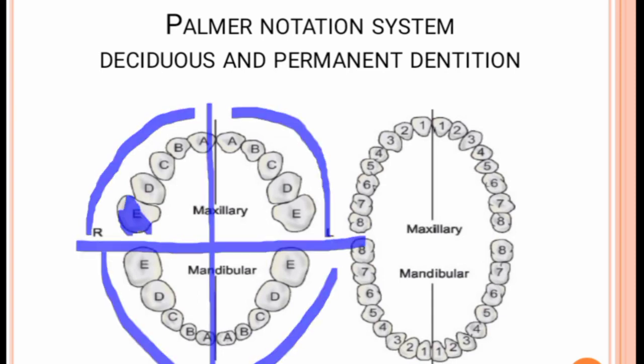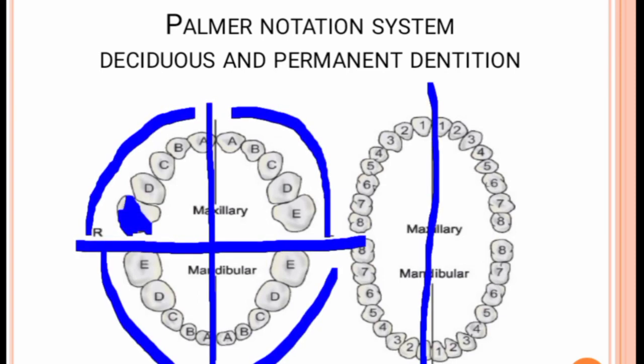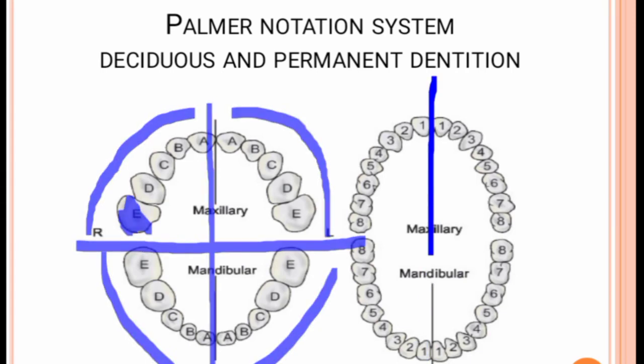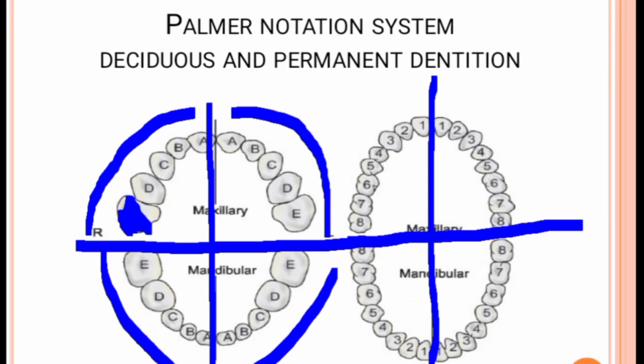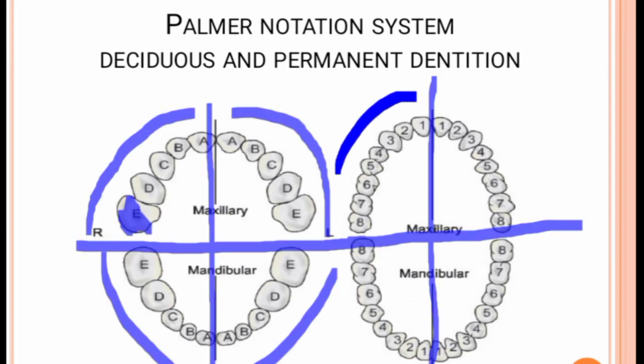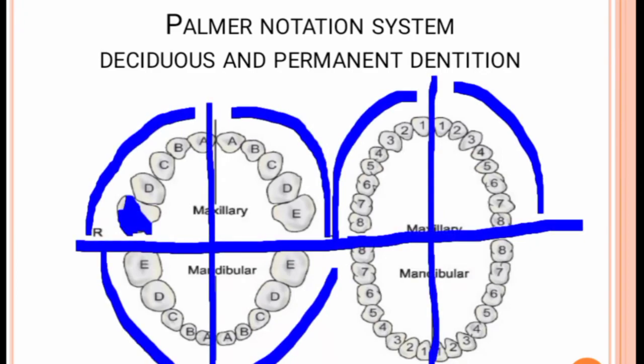This is similar for the permanent dentition, just with a difference that we use numbers. Starting from the central incisor we go back until 8, so 1, 2, 3, 4, 5, 6, 7, 8 in each quadrant.